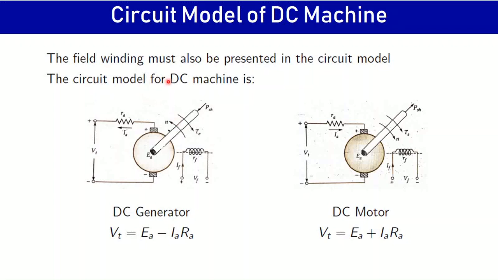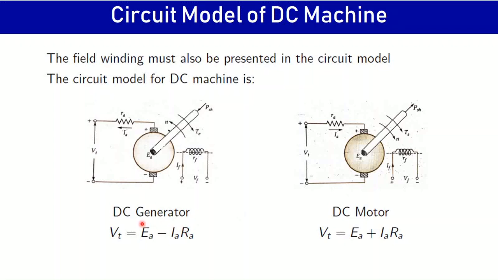The field winding can also be easily presented in the circuit model. So here the field winding is shown with an inductor which represents the winding. So Vf is the field voltage and If is the field current. So this is how a complete circuit model of a generator and a motor looks like.